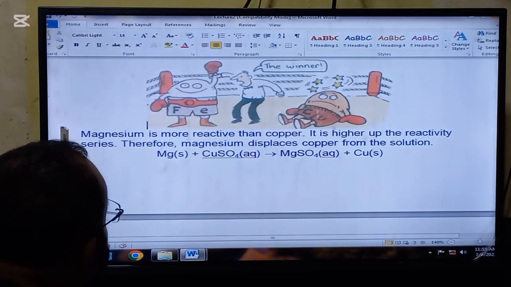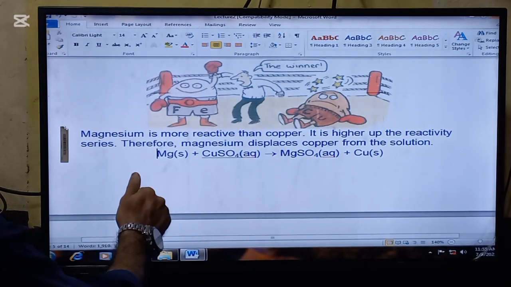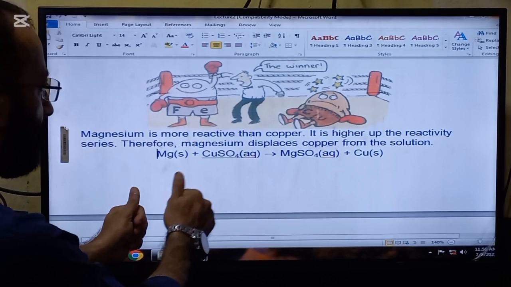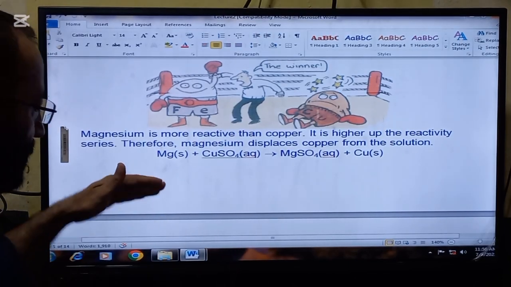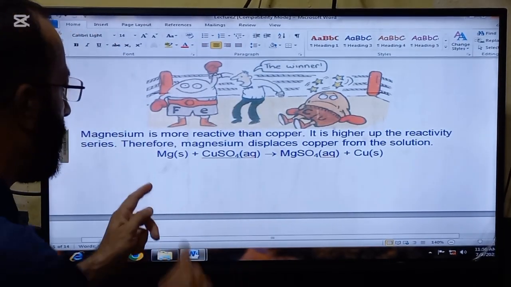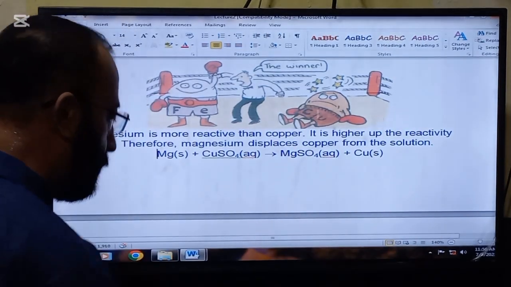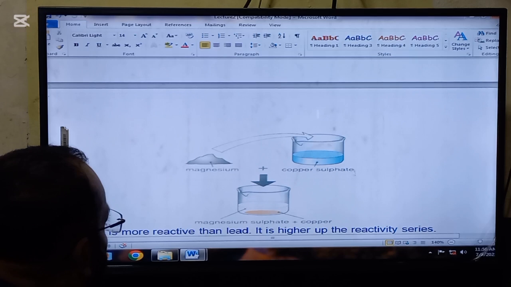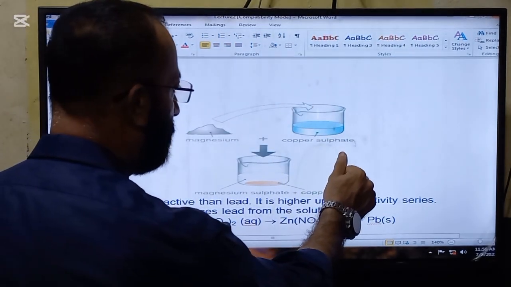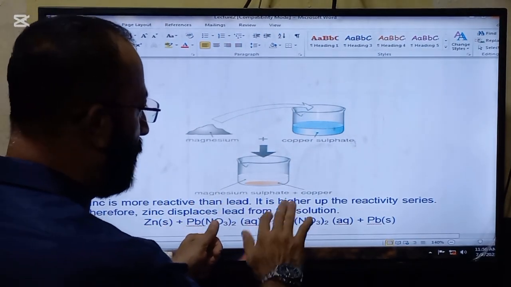Magnesium is more reactive than copper. It is higher up the reactivity series. Therefore, magnesium displaces copper from the solution. So, when magnesium reacts with copper sulfate, because magnesium is higher up the series than copper, it will displace copper from the compound and take its place, and magnesium sulfate will be formed and copper will be kicked out. So here you can see magnesium is going to be put into the copper sulfate solution. So copper will be kicked out and magnesium sulfate will be formed.